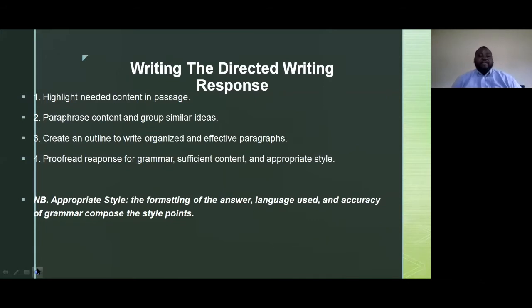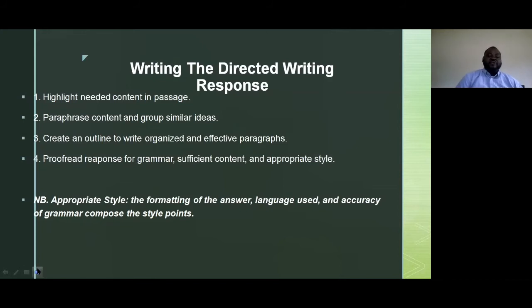Okay? And the directed writing response steps are as follows. 1, highlight needed content in the passage. If you had followed the steps from before, you would have already done this step because that is the second step when approaching the paper 3. We've already read the question and seen the 4 pieces of information we need. We've read the passage and highlighted what we need. And so as you now see, we get to step 2. I've highlighted everything in the passage.